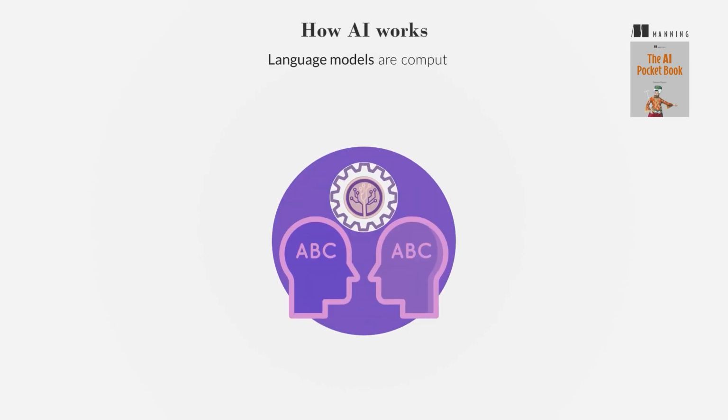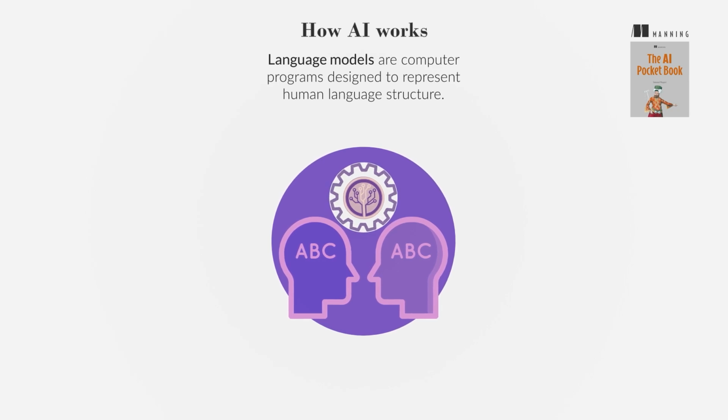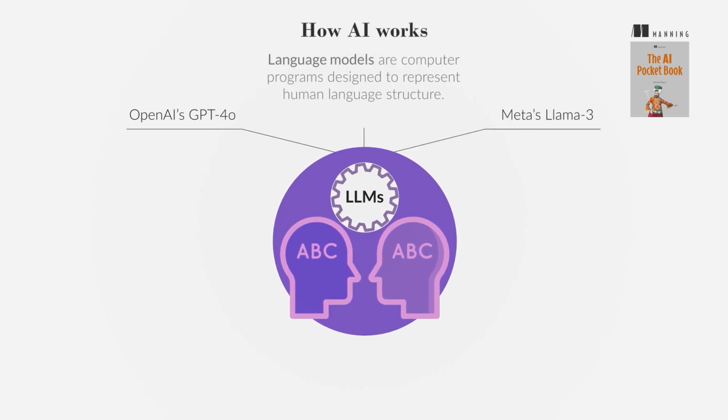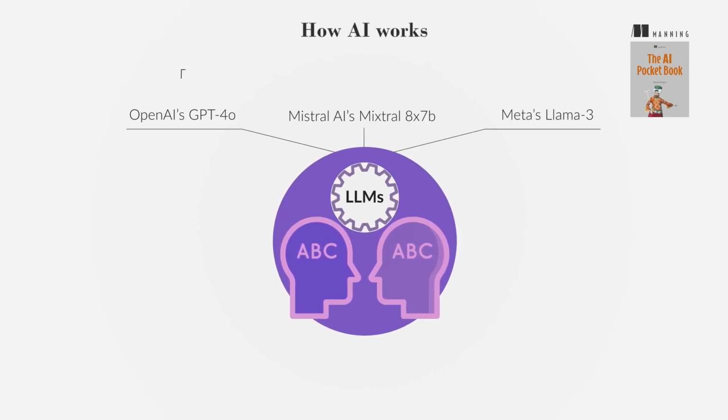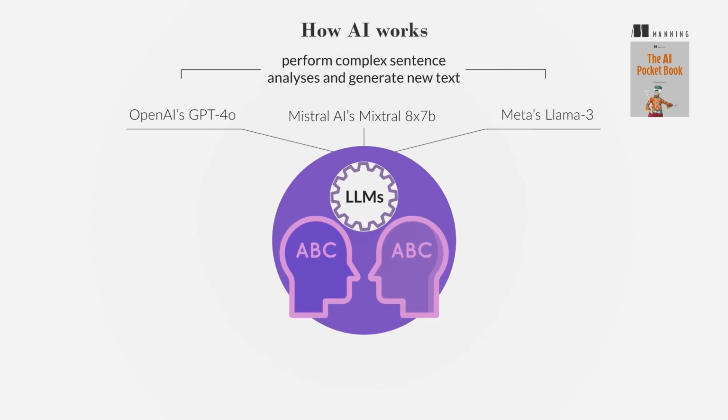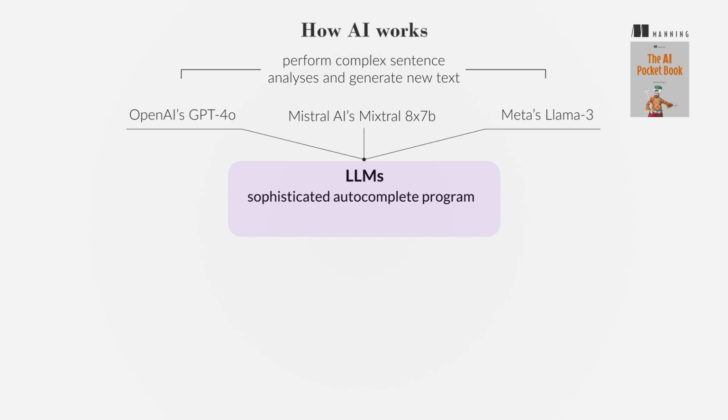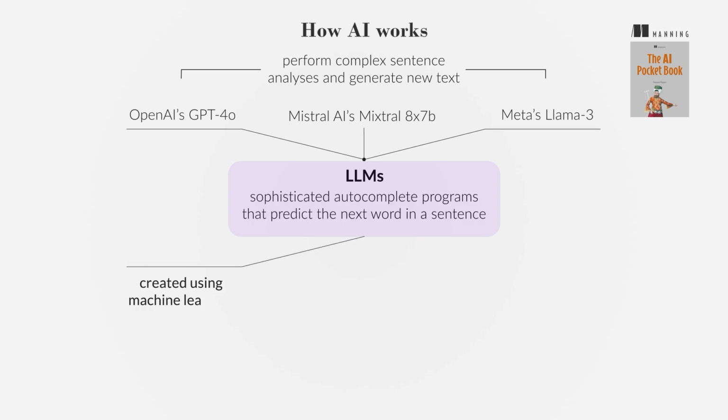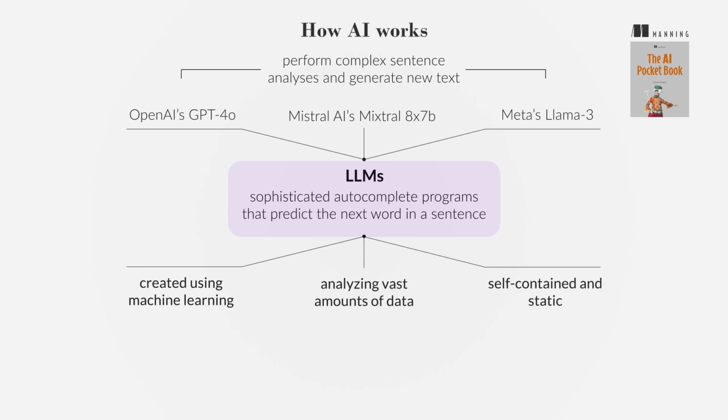Language models are computer programs designed to represent human language structure. Advanced versions, known as large language models, LLMs, like OpenAI's GPT-4o, Meta's Llama 3, and Mistral AI's Mixtral 8x7b, perform complex sentence analyses and generate new text. LLMs are sophisticated autocomplete programs that predict the next word in a sentence. They are created using machine learning, analyzing vast amounts of data, and are self-contained and static, requiring periodic updates.